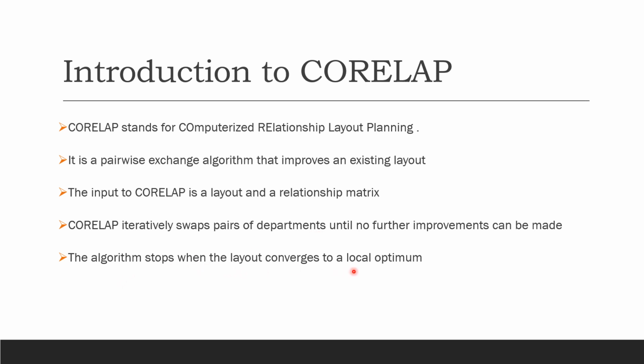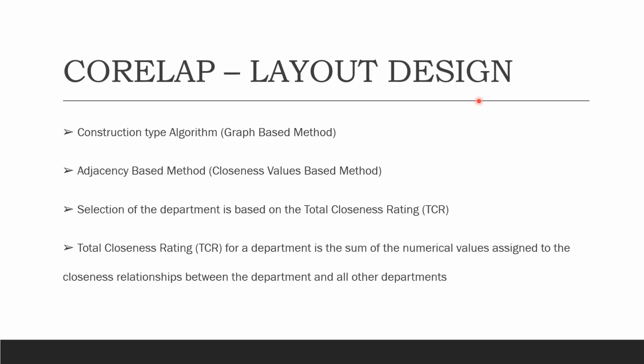Okay, we'll move to the next slide. These are the CORELAP layout design methods. It is a construction type algorithm, a graph based method, an adjacency based method, and a closeness value based method, where we have several closeness ratings which stand for some conditions. The selection of departments is based on the total closeness rating, TCR. The total closeness rating for a department is the sum of the numerical values assigned to the closeness relationships between the department and all other departments.